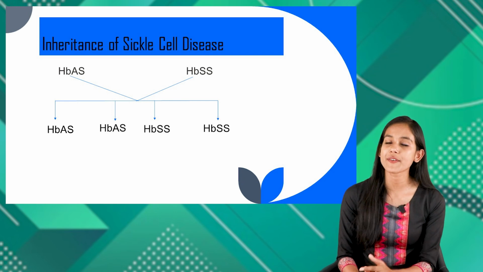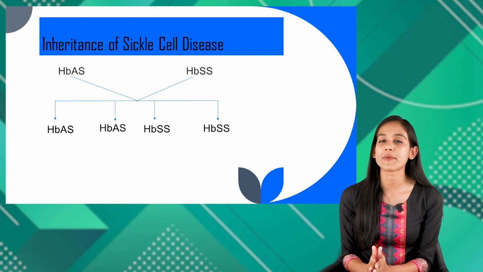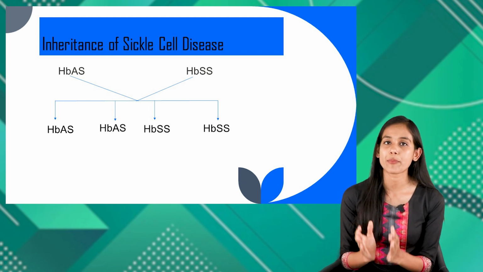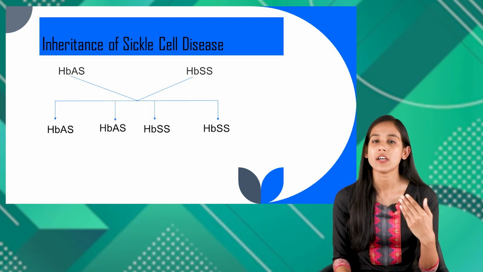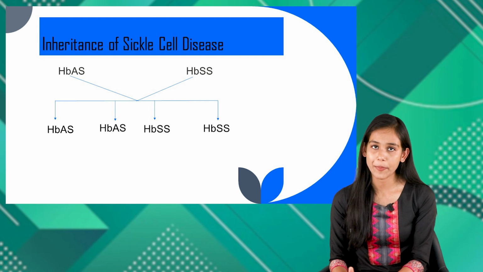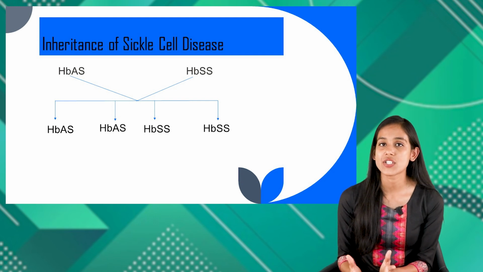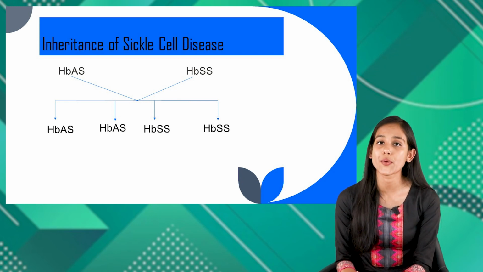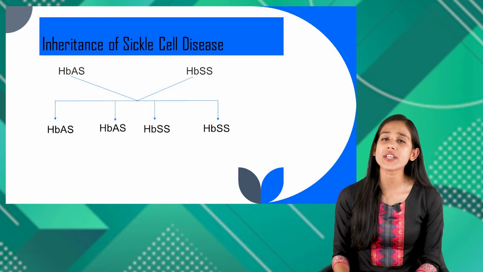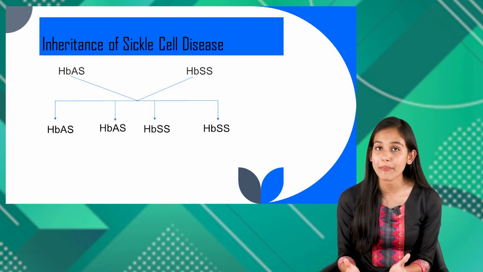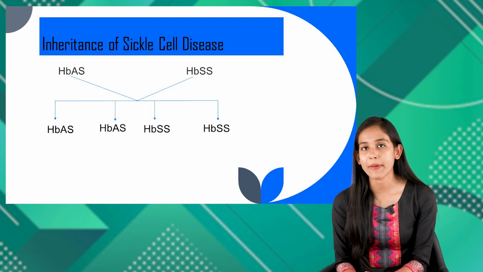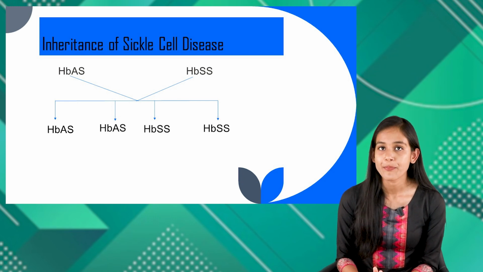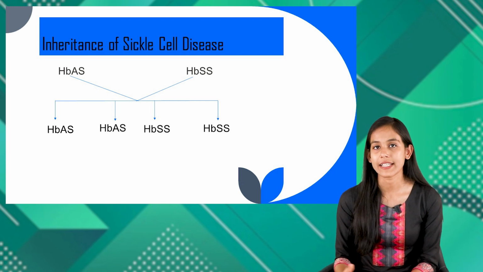So here there is a 25% chance that the child will be born with sickle cell anemia, because the child can get one copy of HBS from one parent and again S from the other parent, because both parents have this mutated gene, right? Also, there is a 25% chance that the child will be completely unaffected, because the child might receive the healthy gene from both parents instead of the mutated gene. So in that case, the child will become completely healthy.